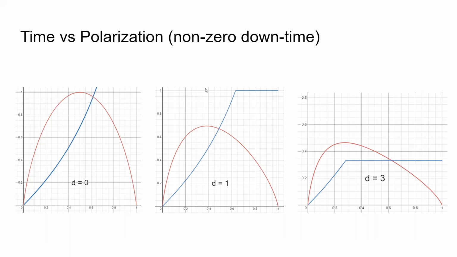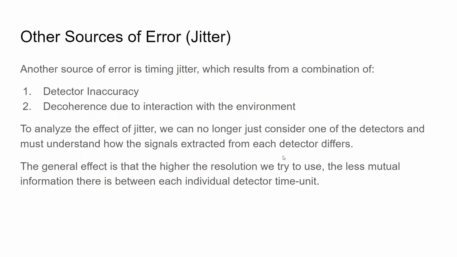You can see that it does drop down, and the red curve, which is R sub TOA, the upper bound for R sub TOA when considering non-zero downtime, also goes down, but the rate for the polarization entanglement appears to go down faster. So for now, it seems like time entanglement really is just better than polarization entanglement in general. And now we go into other sources of error.